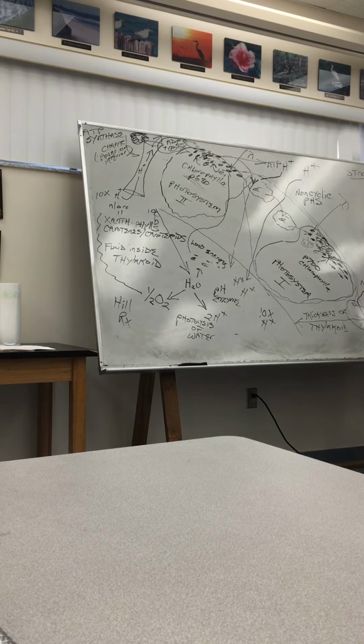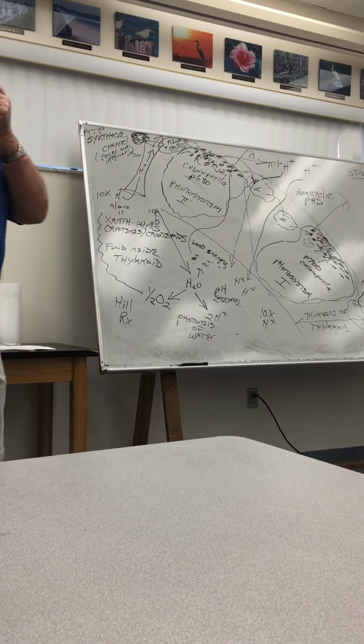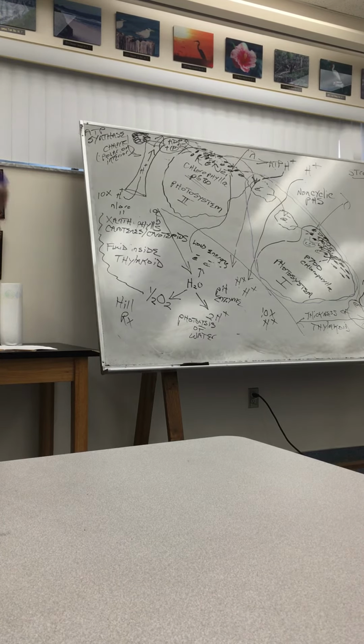Before I get rid of this diagram, because we need to do the Calvin cycle, are there any other questions on it? Because it'll be much easier to answer questions when the diagram's still there.